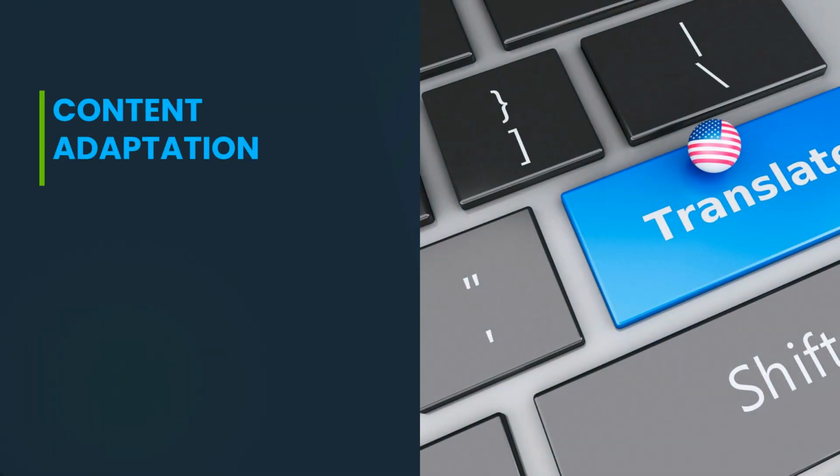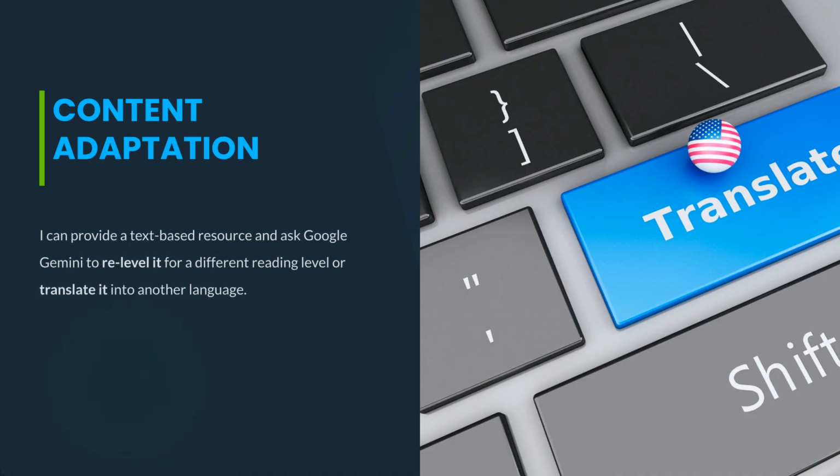One of the most powerful features for inclusion and accessibility is the ability to transform existing resources. You can take any text-based material and ask Gemini to level it for a different reading grade, or translate it into another language. This makes differentiation an instant process rather than a time-consuming hurdle, ensuring that every student, regardless of their reading level or primary language, has access to the core curriculum.